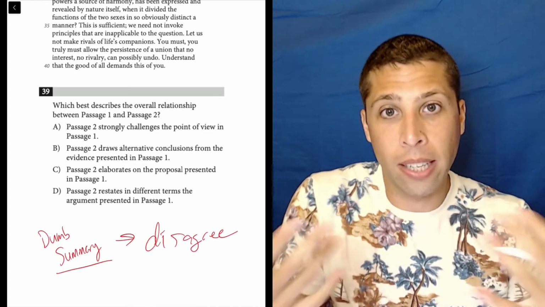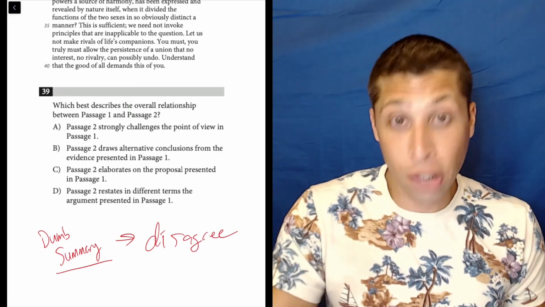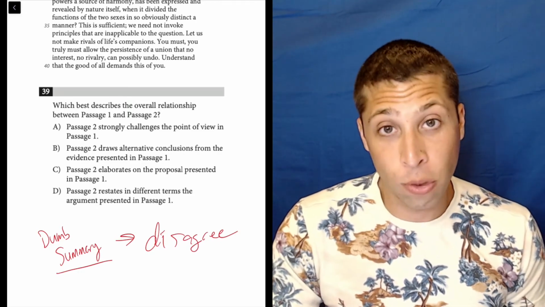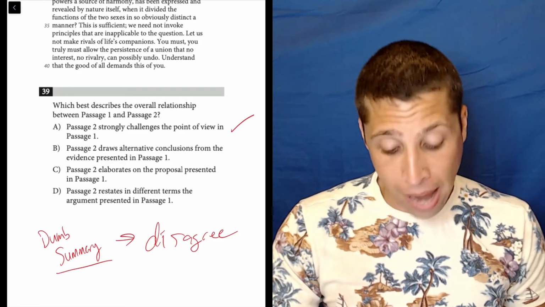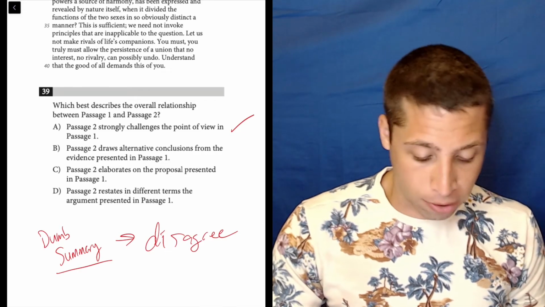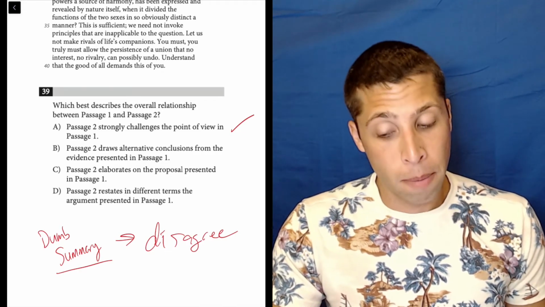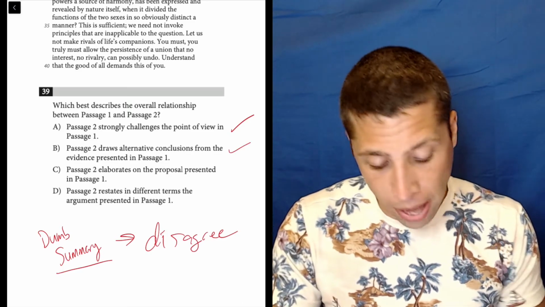Now, with just that one word, let's think about these answer choices and see if there's anything we can get rid of right away. Choice A, passage 2 strongly challenges the point of view in passage 1. That sounds a lot like a disagreement, so let's leave it in. B, passage 2 draws alternative conclusions from the evidence presented in passage 1. It's a little bit weaker, but that also could maybe be a disagreement, right? Alternative conclusions, so let's keep that in as well.